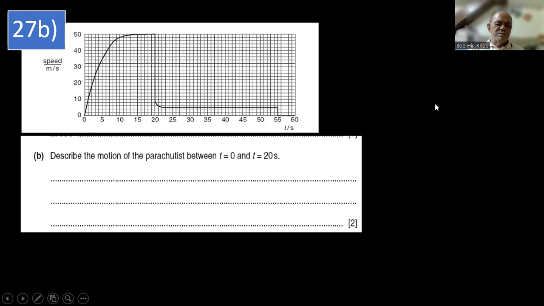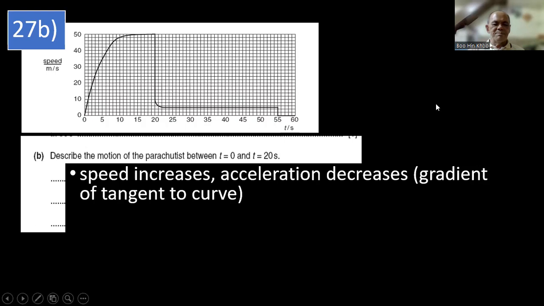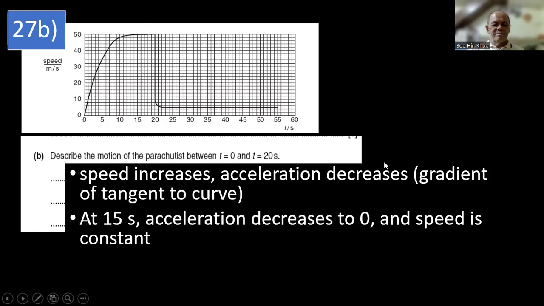Describe the motion of the parachutist from 0 to 20 seconds. Right? You observe that the speed increases. Right? The slope decreases, the acceleration decreases at about 15 seconds there. Acceleration decreases to 0 and the speed is constant. Velocity or speed is constant. The parachute opens at 20 seconds.